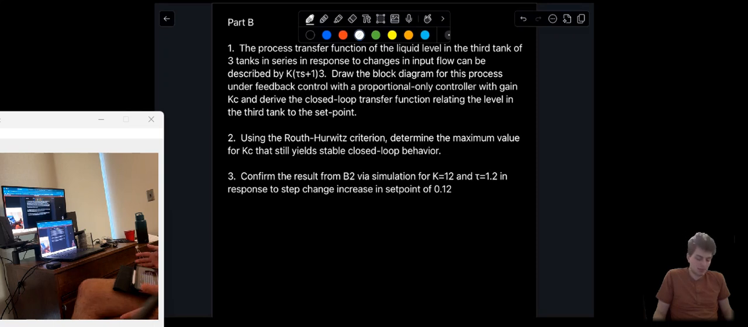So we're going to start out by talking a little bit more about control techniques. We're given a process transfer function. We're told we're dealing with a system of 3 tanks in series, and we're given a process transfer function to describe the process. So we're told that we're working with a proportional only controller on this system.